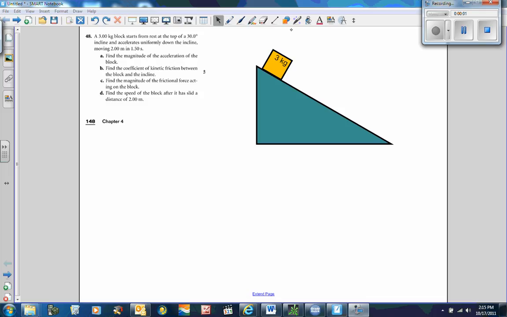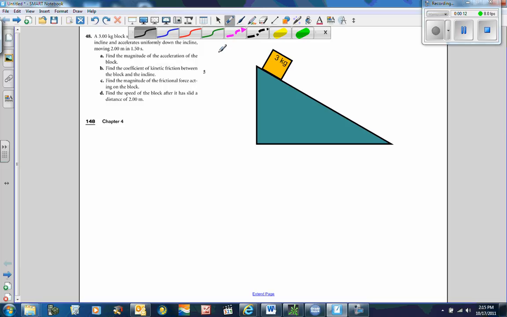Okay, this is page 148, number 48. It is not a homework problem, but it is one I've determined to be a good one to know how to do. If you read it, a 3 kilogram block starts from rest at the top of a 30-degree incline. So this is a 30-degree incline. Let's go ahead and write that in there.